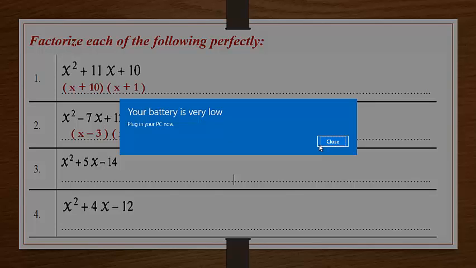X times x, x power 2 plus 7x plus 10. Then factorize: x and x, 10 as 2 times 5, their sum equals 7.